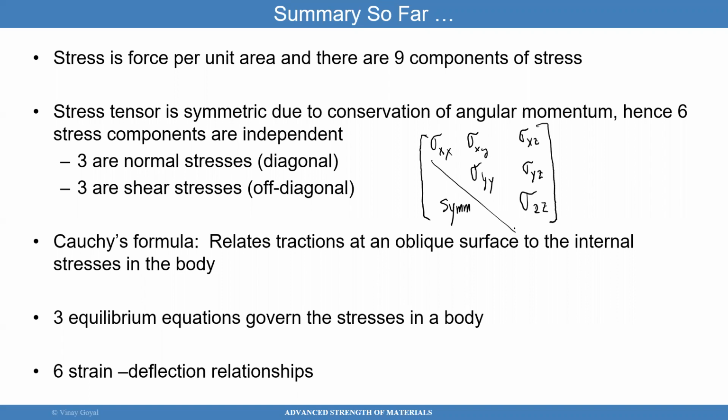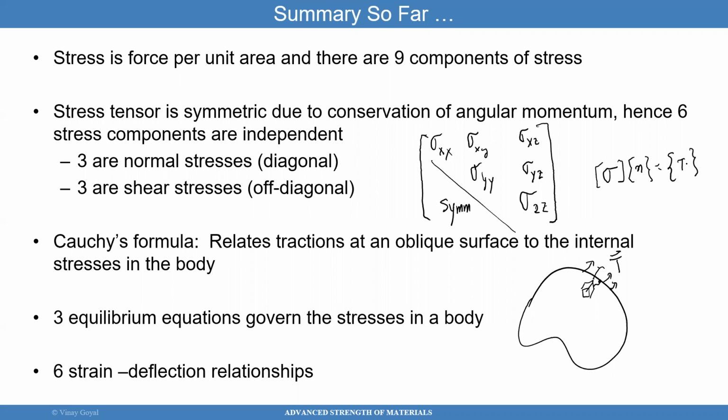We then learned there's Cauchy's formula, which allows us to relate the tractions on the surface of the body, which could be oriented at an angle relative to the normal to the surface, to the stress just inside the cube, just inside the surface at that point. And we learned that that relationship is basically stress times the normal to the surface equals traction at that surface. There's 3 equilibrium equations that govern the stress state in the body of material. And there's also 6 strain deflection relationships. So this is what we've seen so far.